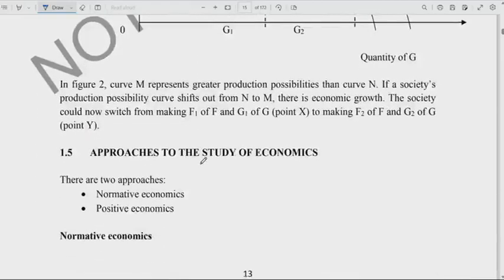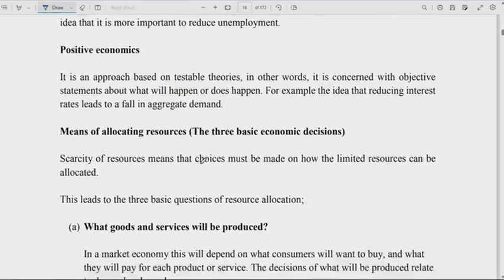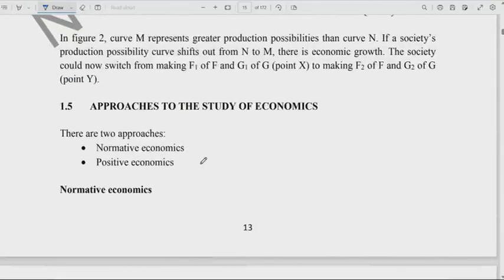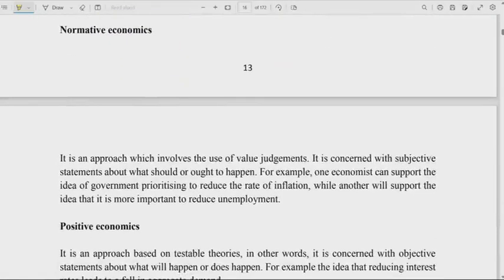So basically, that's it. Now, let's look at two concepts that we should be familiar with. And these are the approaches to study of economics. The approaches to study economics. So there are two approaches that we have to be familiar with. The first approach is the normative economics. And the other one is the positive economics. So you should be aware of these two approaches to economics.